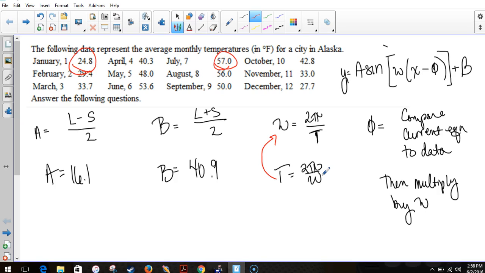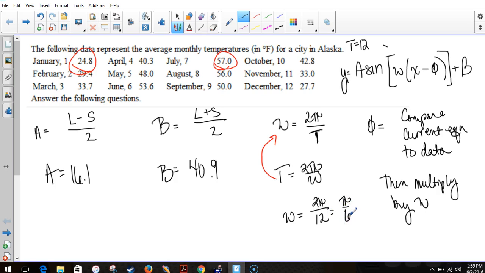Given the data set, you're going to be either able to identify what the period is, or you'll be able to deduce that from whatever the storyline is. And so I have 12 pieces of data that are representing an average monthly temperature. So what is a cycle of months but a year? And so here my T is 12. And so for me to find omega, that would be 2 pi divided by 12, and that would be pi over 6.